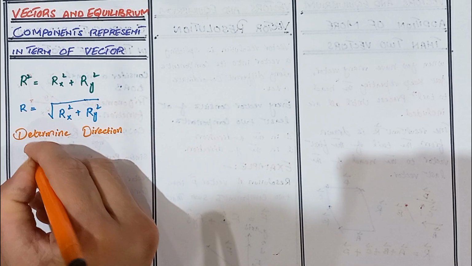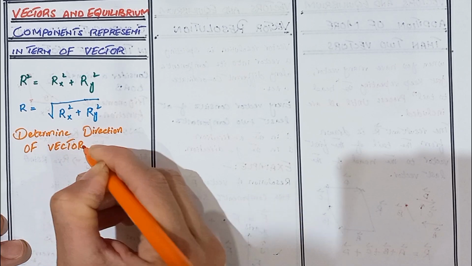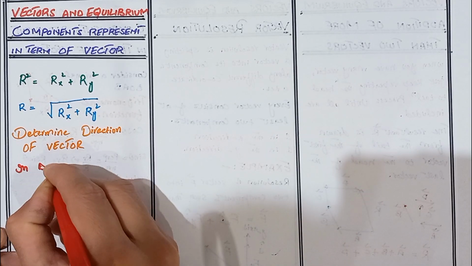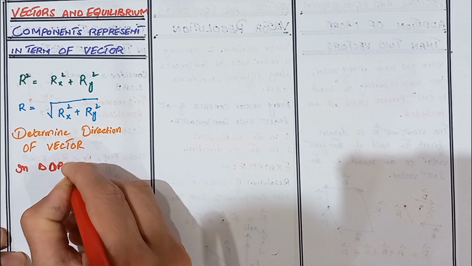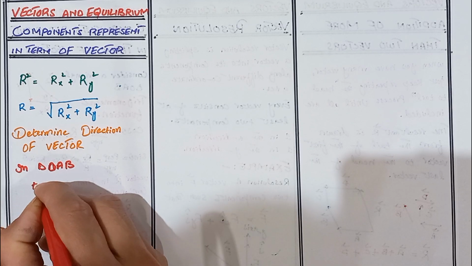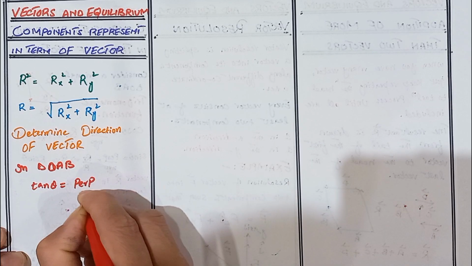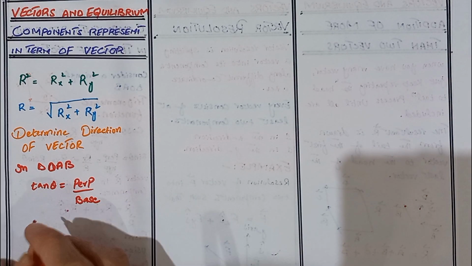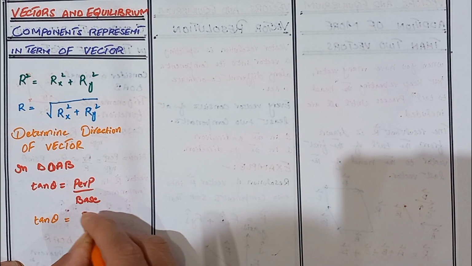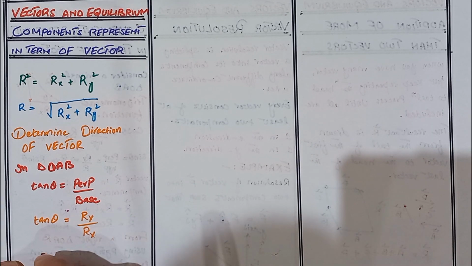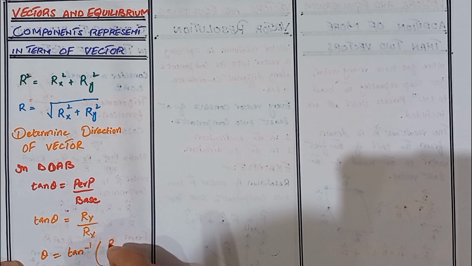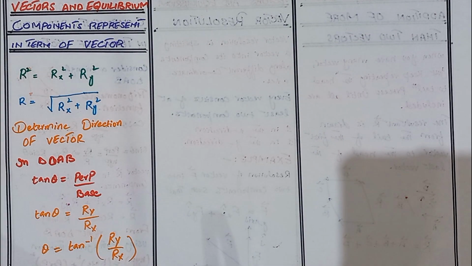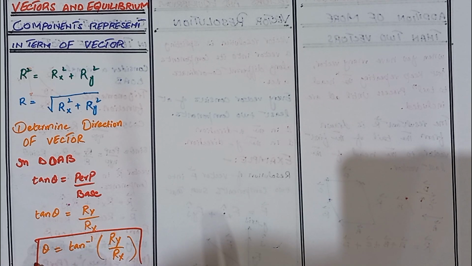Direction of vector. Here we use the trigonometric function in triangle OAB, that is, tan theta is equal to perpendicular over base. So perpendicular is Ry and base is Rx. So theta is equal to tan inverse of Ry over Rx. That is the direction of the vector R.